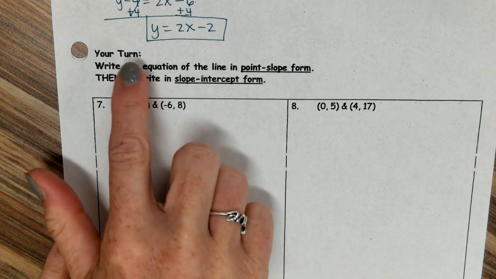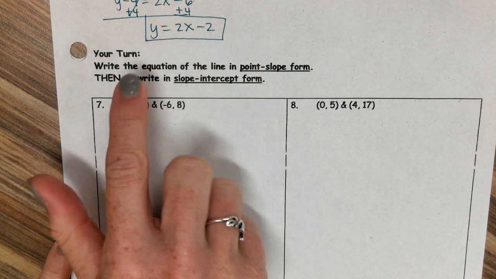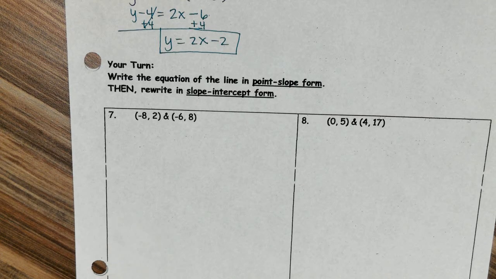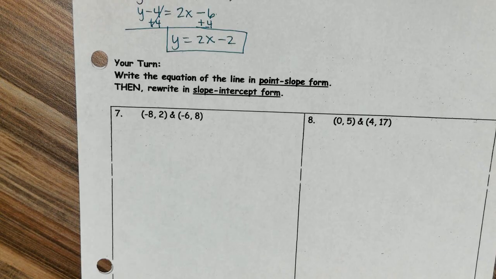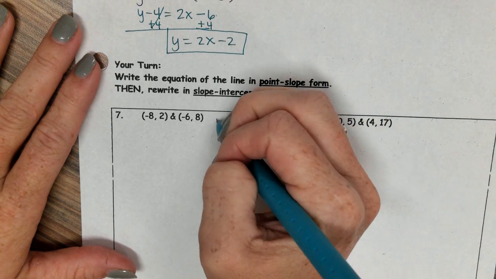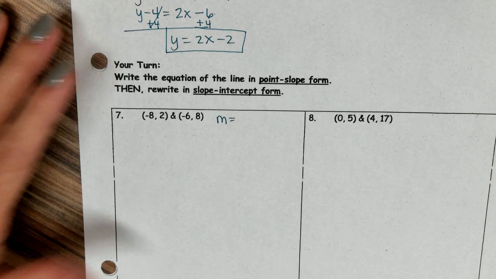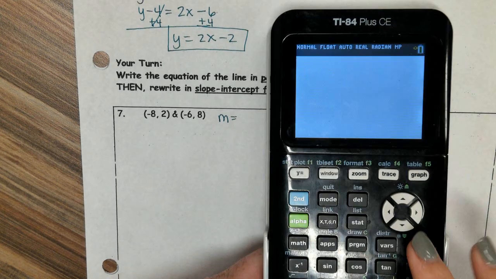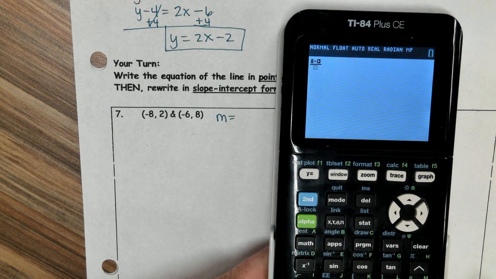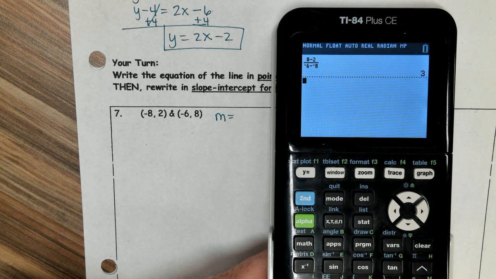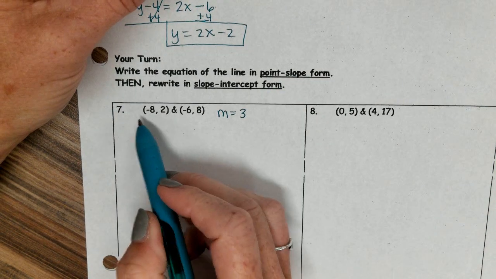It says your turn. Write the equation in point-slope form, then rewrite it in slope-intercept form. So they're wanting you to write it in point-slope first. So to write it in point-slope, what do I need? I need an M. I don't need a B. I need an M and a coordinate. They already gave me a coordinate, so how am I going to solve for the M? I could use stat. What else could I do? y2 minus y1 over x2 minus x1. Whichever way you want to do it, it doesn't matter. I'm going to do y2 minus y1. So 8 minus 2 over negative 6 minus negative 8. What is the slope? 3. Which one of these points do y'all want to use?